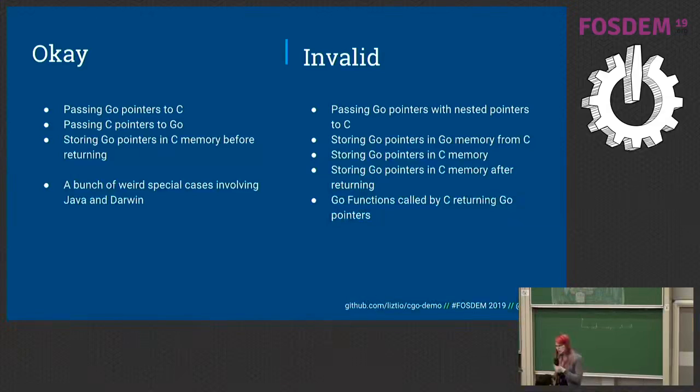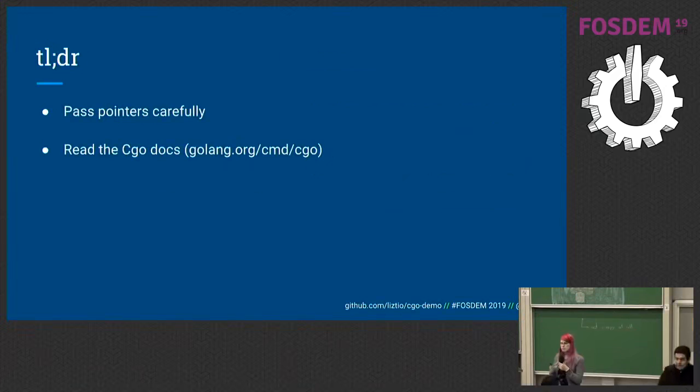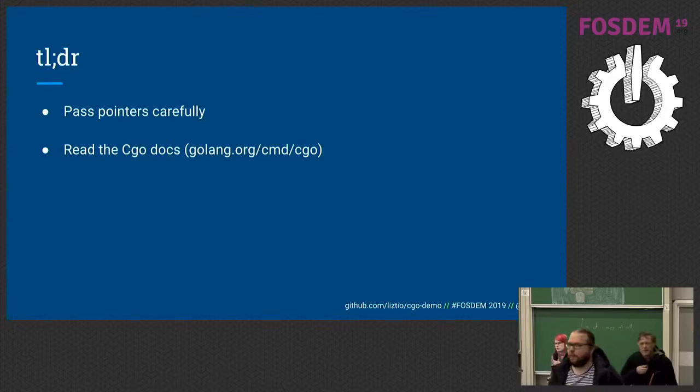If you store a Go pointer in C memory, you can do that, but only until you return. And there's a bunch of weird special cases in the documents for Java and Darwin. And invalid is basically everything else. Just be careful and read the CGo documentation very carefully. I read it 10 or 20 times before I gave up, summarized it as best I can, and issued this stern warning to all of you.